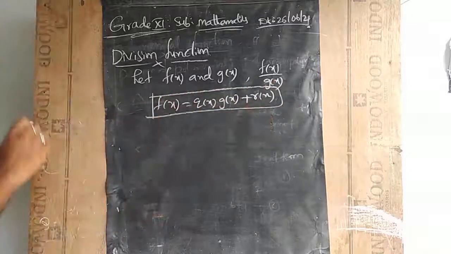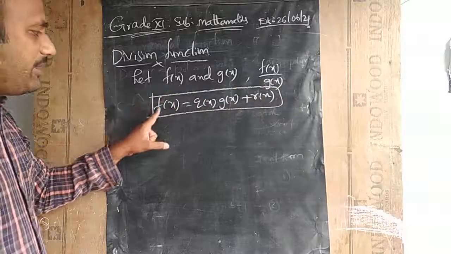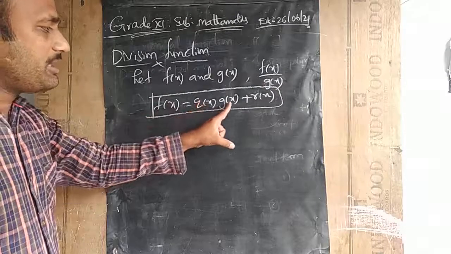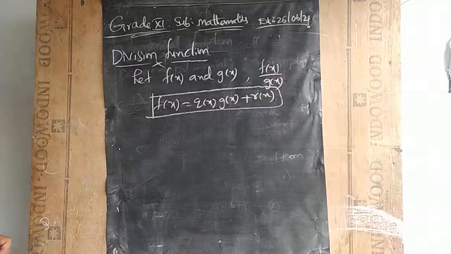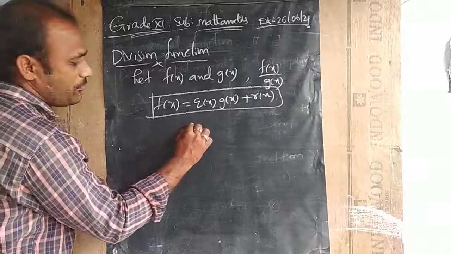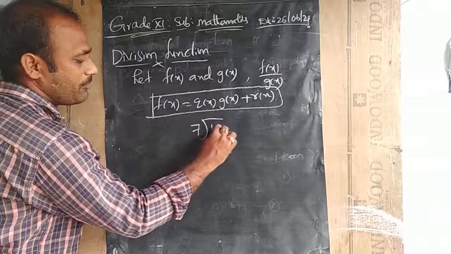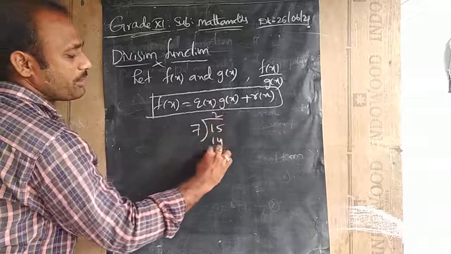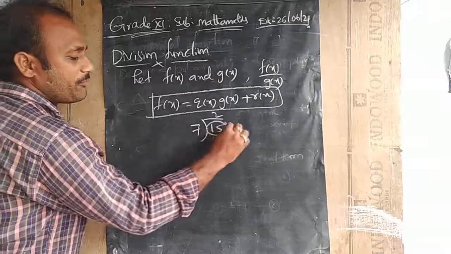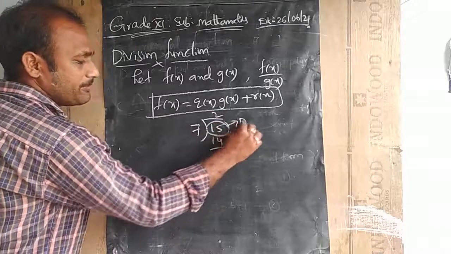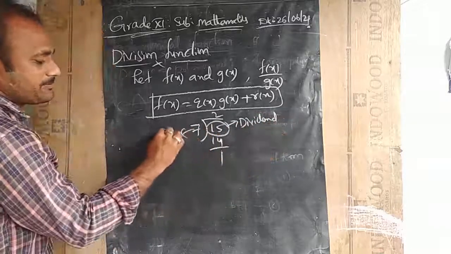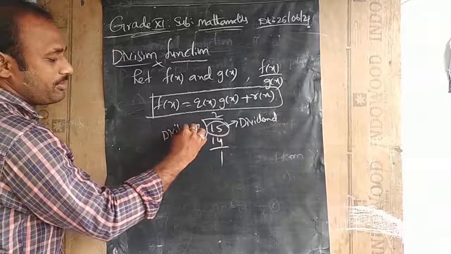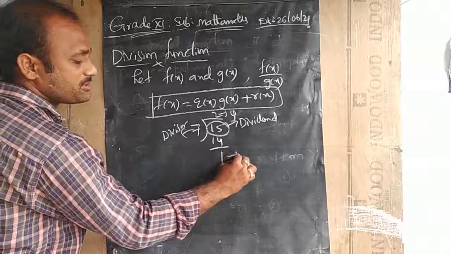In general words, this can be written as dividend is equal to divisor into quotient plus remainder. Q stands for quotient and R stands for remainder. So this is a general scenario we can take like this: 15 divided by 7. 7 twos are 14, remainder 1. So what is the dividend here? 15. This is the dividend, and this is the divisor. Here this is the quotient and this is the remainder.